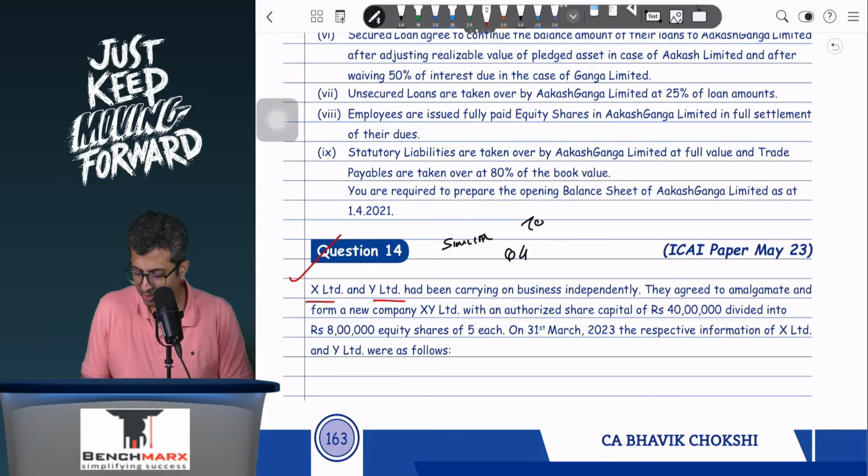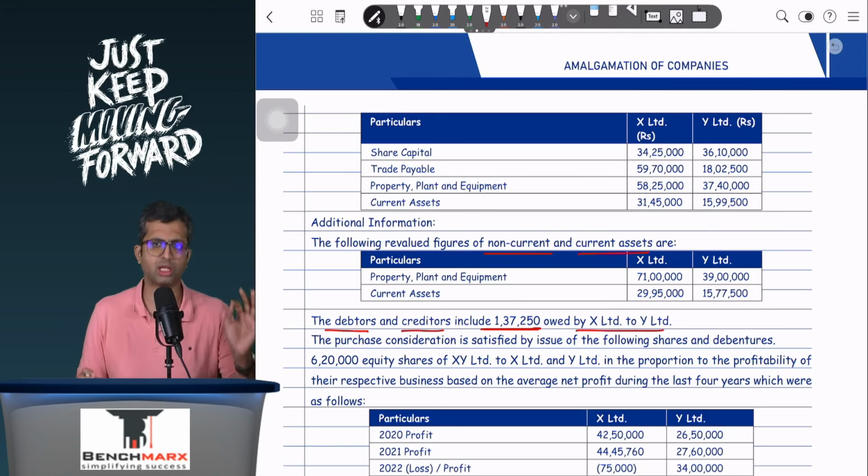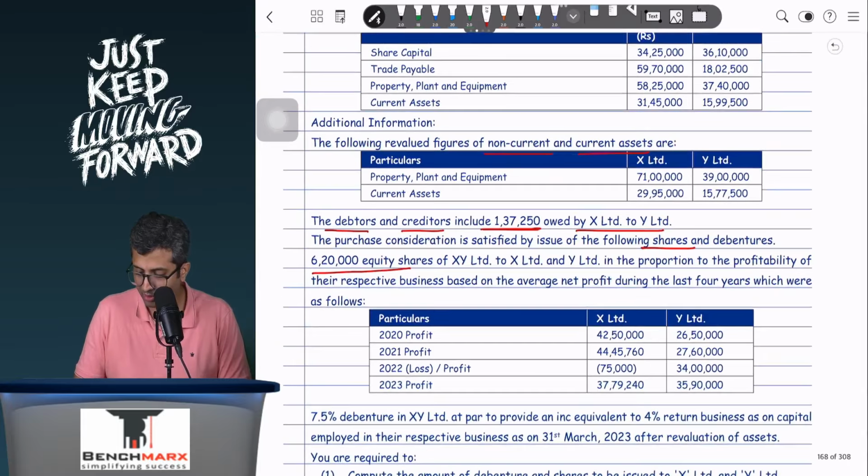Now X and Y have been carrying on business independently and they agreed to amalgamate and form a new company XY with an authorized capital of 40 lakhs divided into 8 lakh equity shares of rupees 5 each. On 31st March 2023, the respective information of X and Y was as follows. Additional information and the revalued numbers of non-current assets and current assets are given. The debtors and creditors included 137,250 owed by X to Y. This is intercompany. However, when you calculate the net assets, you will take all the net assets including the intercompany items.